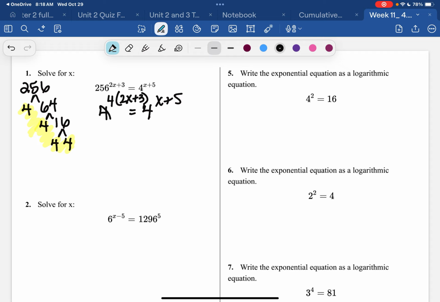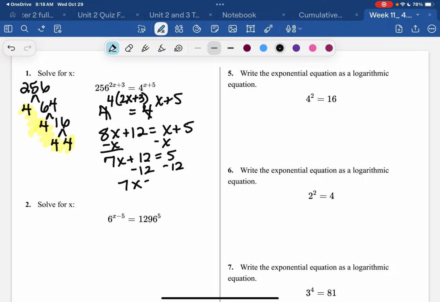And then you kill your 4s. So distribute the 4. So you have 8x plus 12 equals x plus 5. Get all your x's on one side. So minus x. So 7x plus 12 equals 5. Minus 12. 7x equals negative 7. Divide by 7. X equals negative 1.